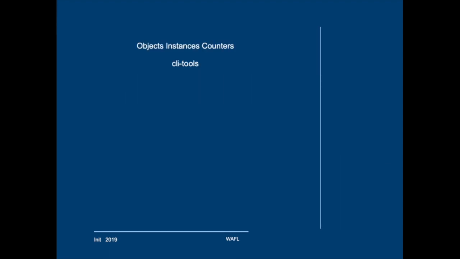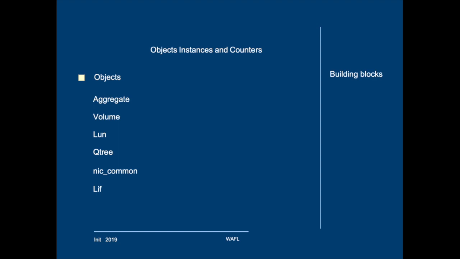In ONTAP we can find objects. Objects are the building blocks of your cluster and are always of a certain type. So we can think of an aggregate as an object or a volume, but also a queue-tree can be regarded as an object, or a protocol. A network port and a LIF, all examples of objects. Now a certain appearance of such an object is called an instance. So you can have multiple aggregates and multiple volumes and multiple ports and multiple LIFs. So for example, when we look at volumes, the X volume and the Y volume that we use all through this training are instances of the object volume.